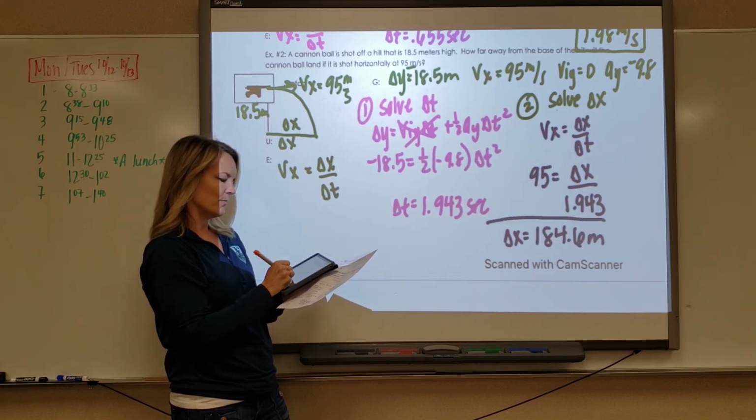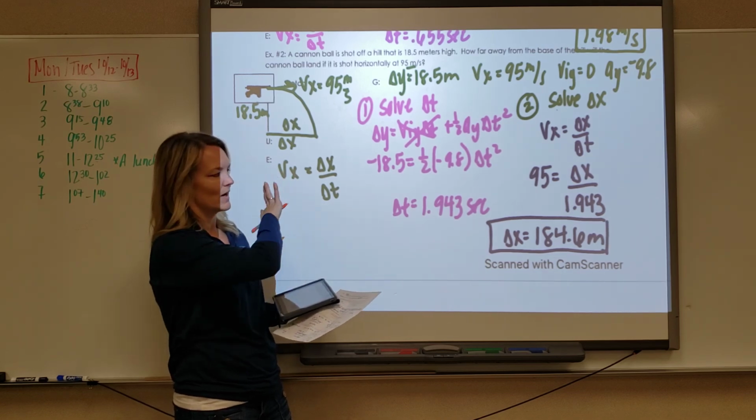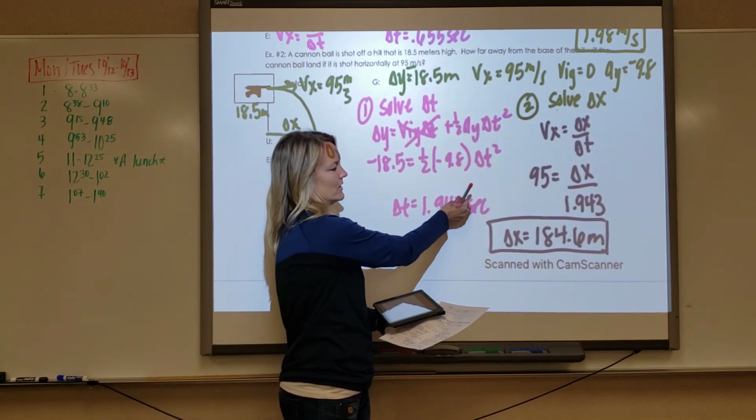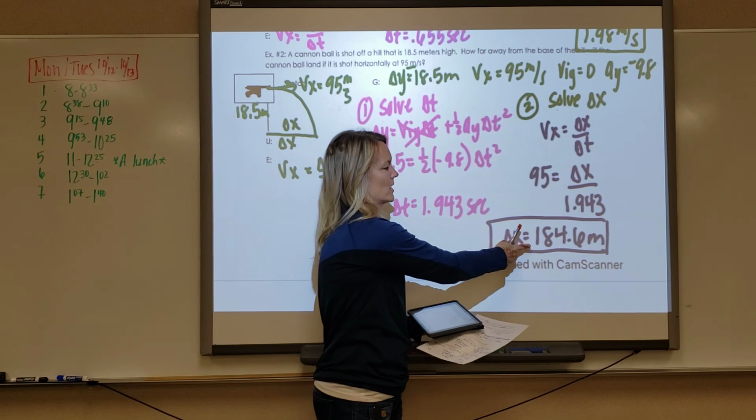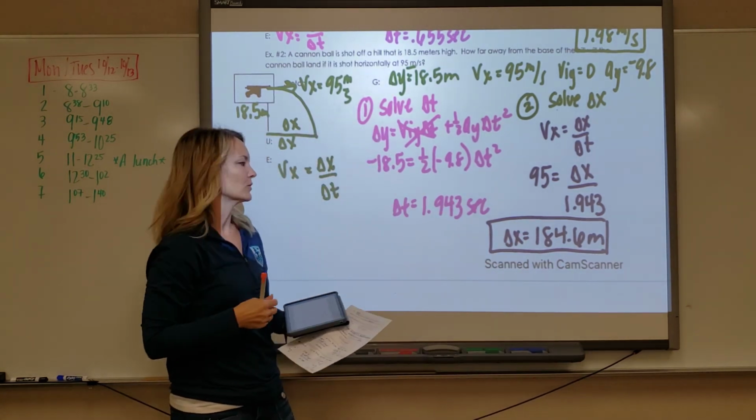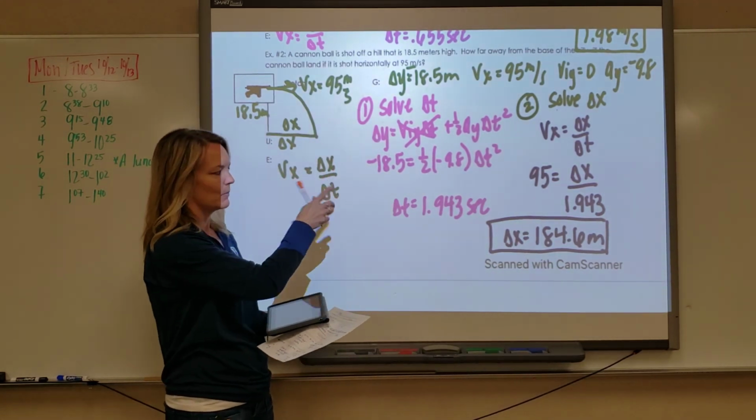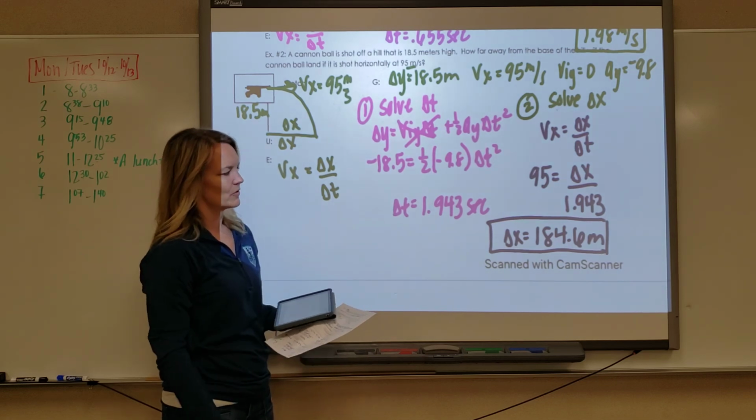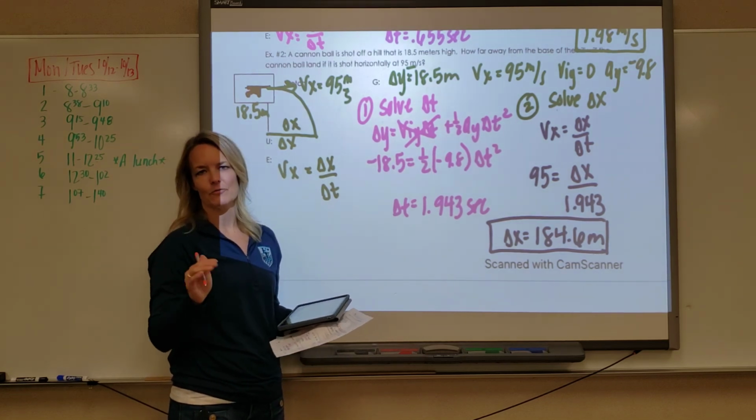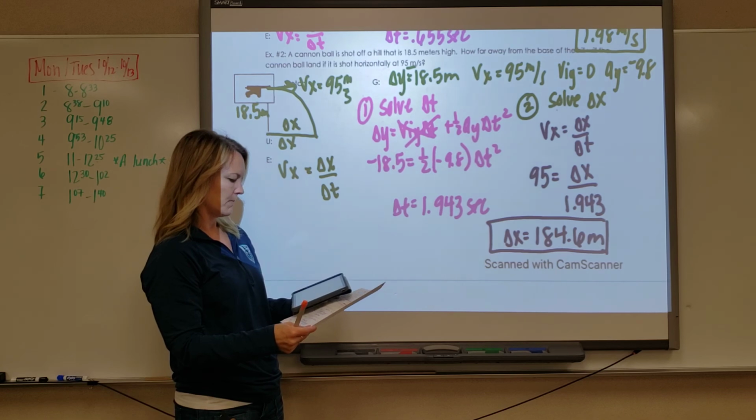184.6. You may have it closer to 184 if you dropped off this number. You might have it closer to 185 if you added an extra number. So it just depends on how you rounded your time. It'll give you a slightly different answer for delta x. Somewhere around 184 or 185 is what we're looking for.